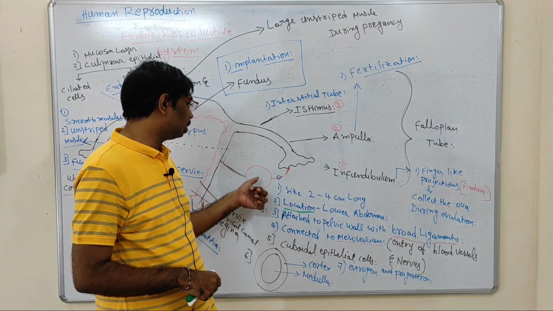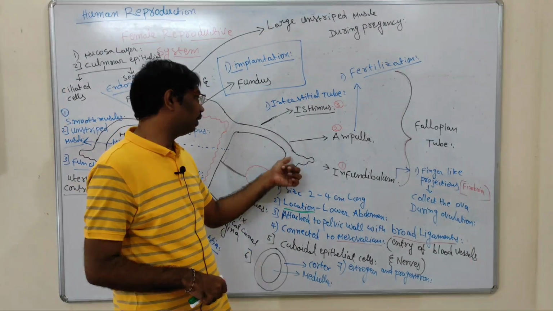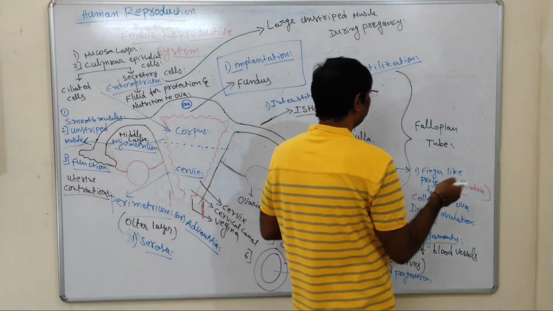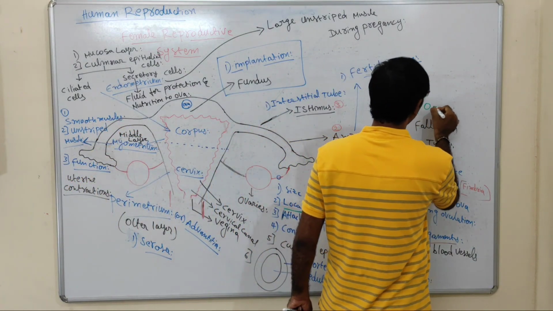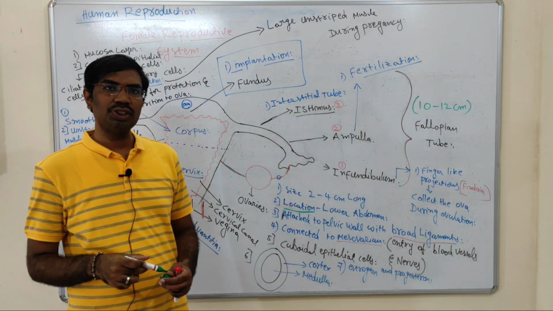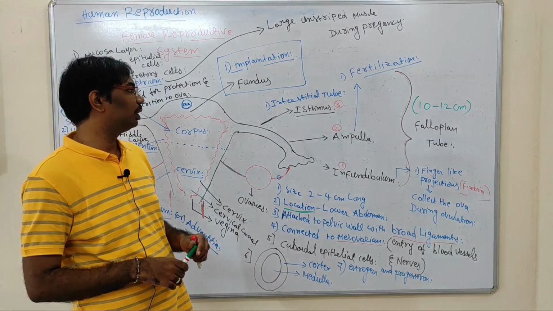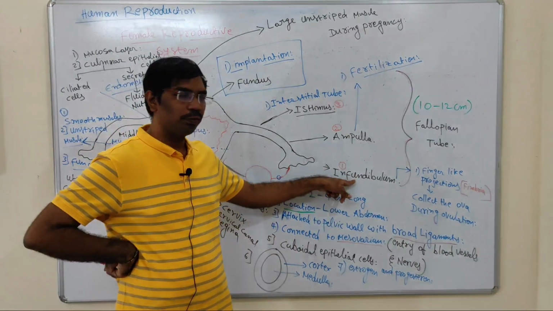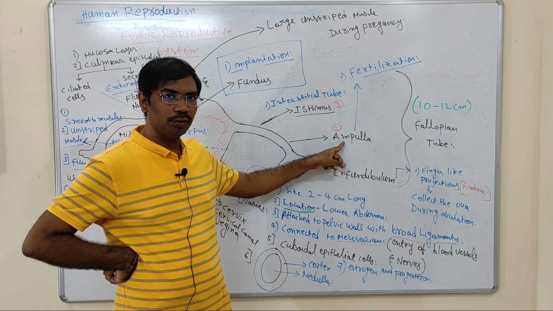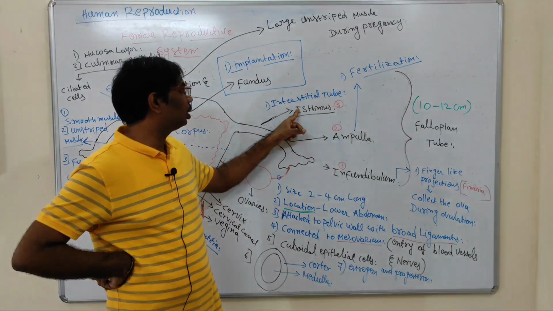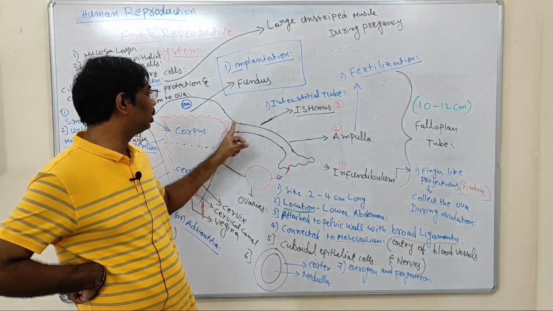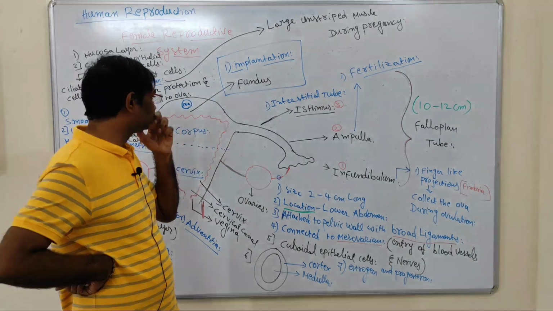We already discussed the ovary, and then the fallopian tube also. So what is the length of the fallopian tube? The fallopian tube is 10 to 12 centimeters in length. There are three parts in the fallopian tube: the infundibulum for the collection of the ova, the ampulla for fertilization, and the last part of the fallopian tube, the isthmus. The isthmus is connected to the uterus.